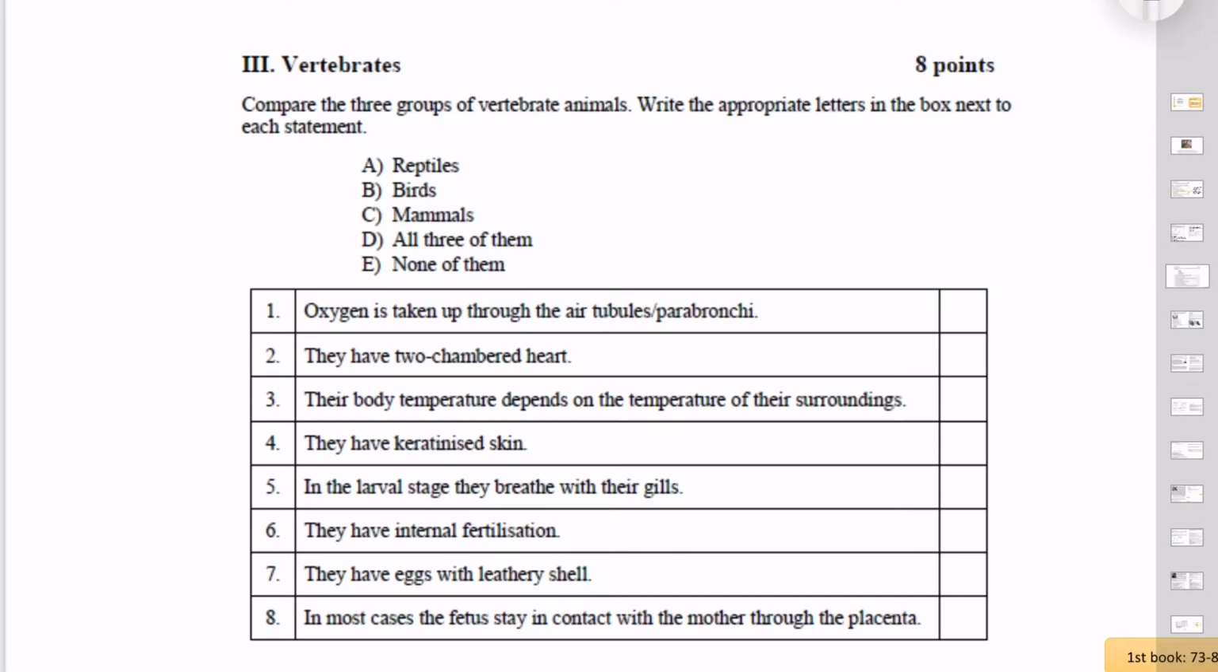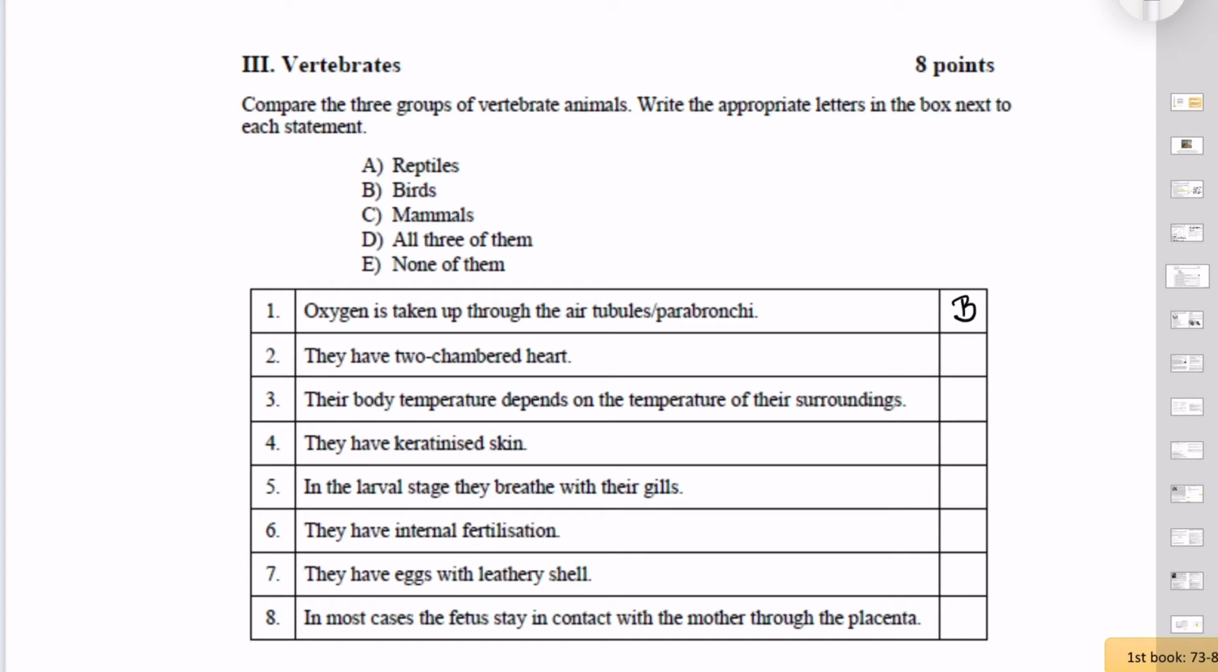Continuing with the third exercise, vertebrates. Compare the three groups of vertebrate animals, write the appropriate letters in the box next to each statement. So we need to choose between reptiles, birds, mammals, all three of them or none of them. Oxygen is taken up through the air tubules, parabronchi. That's an easy one. We know birds are doing double ventilation with the help of their air sacs.